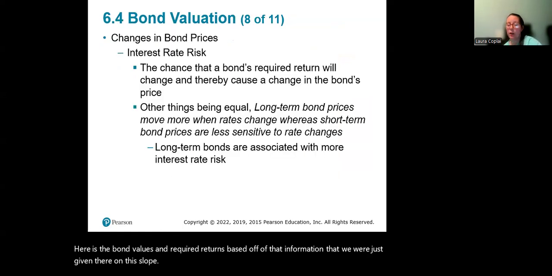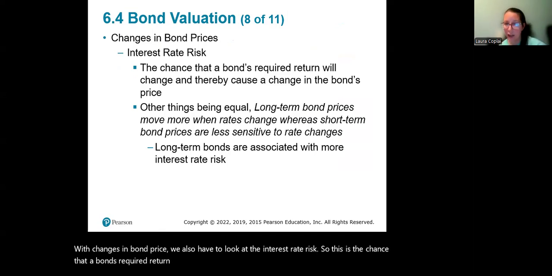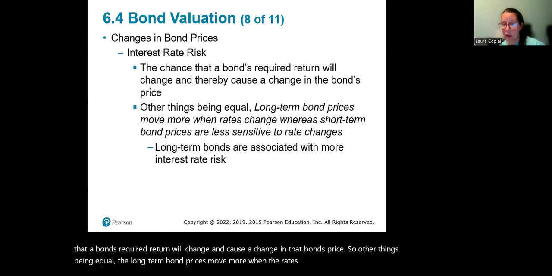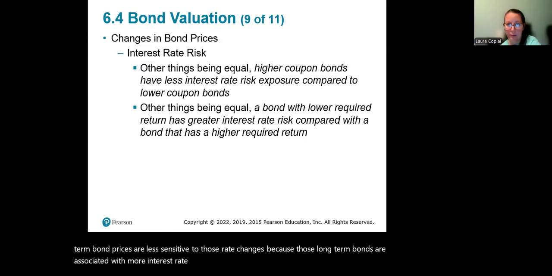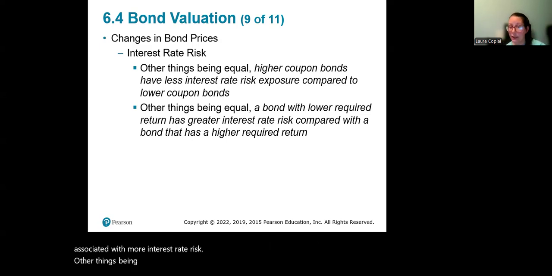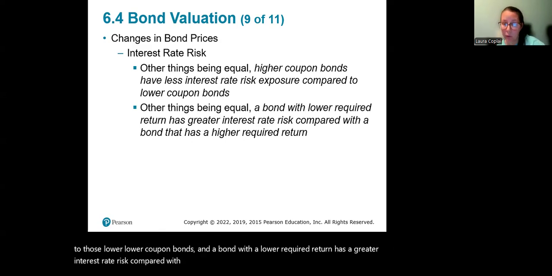With changes in bond price, we also have to look at the interest rate risk. So this is the chance that a bond's required return will change and cause a change in that bond's price. So other things being equal, the long-term bond prices move more when the rates change, whereas the short-term bond prices are less sensitive to those rate changes because those long-term bonds are associated with more interest rate risk. Other things being equal, higher coupon bonds have less interest rate risk exposure compared to those lower coupon bonds. And a bond with a lower required return has a greater interest rate risk compared with a bond that has a higher required return.